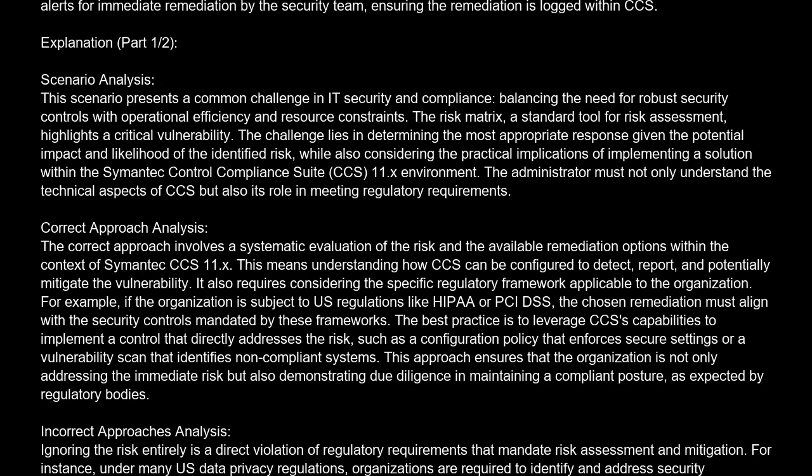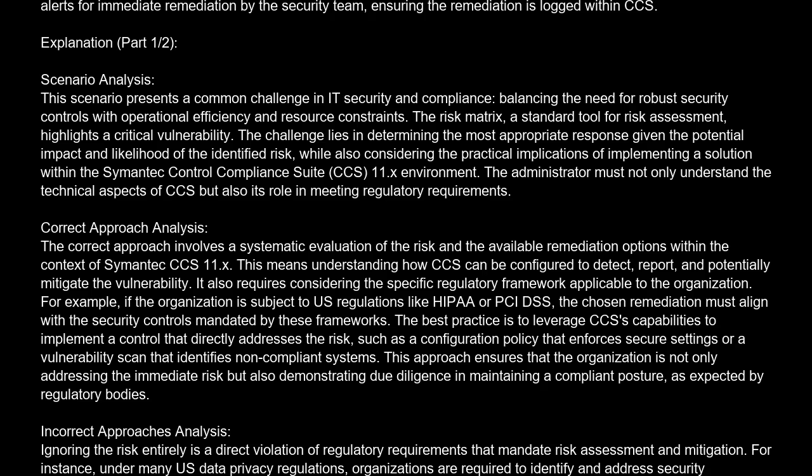The correct answer is D. Configure a custom detection policy within Symantec CCS 11.x to identify systems with the vulnerability and generate alerts for immediate remediation by the security team, ensuring the remediation is logged within CCS. Explanation.